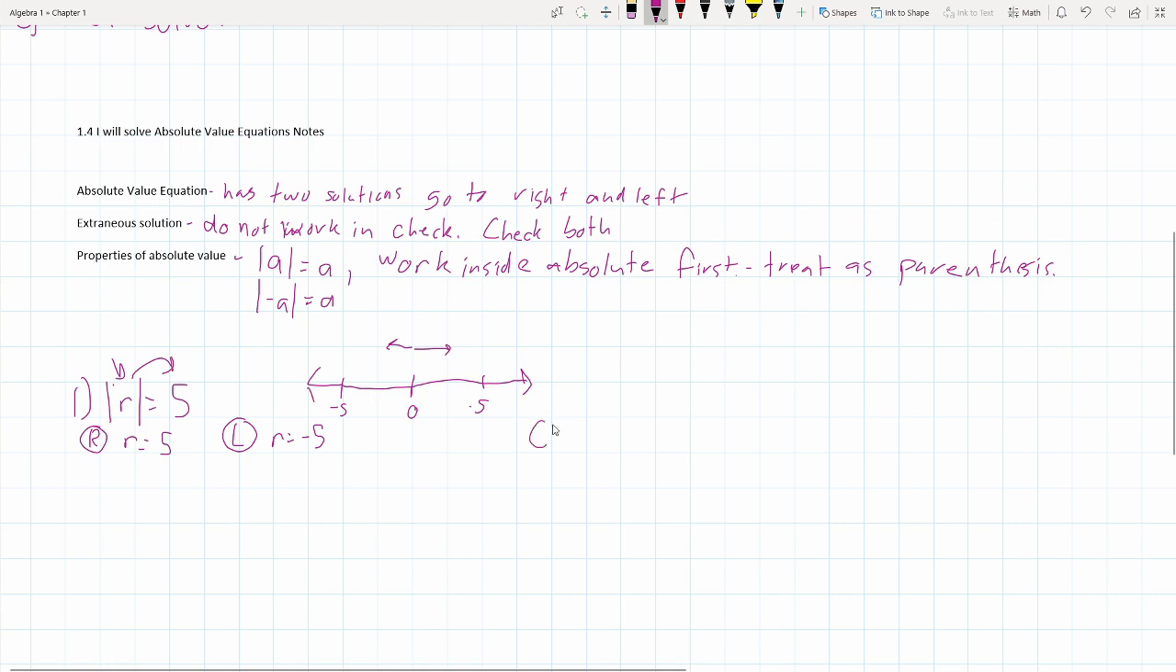Now we need to make sure that we check these. We want to make sure there are none of those extraneous solutions, so we plug these in. I do the absolute value of R equals 5, and the absolute value of R equals 5. Instead of R, I'm going to put in 5, and instead of R, I'm going to put in negative 5, the other answer that I got. And so I get 5 equals 5, and 5 equals 5, and that checks out.